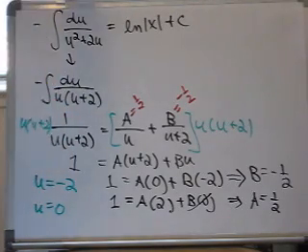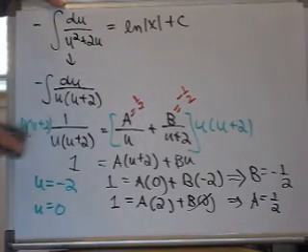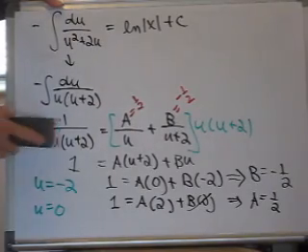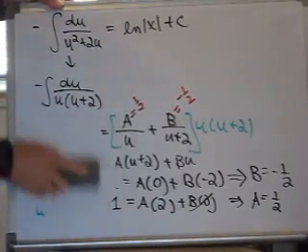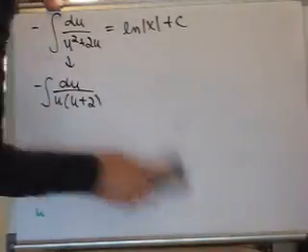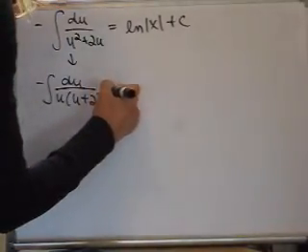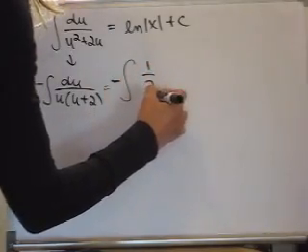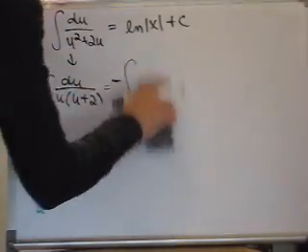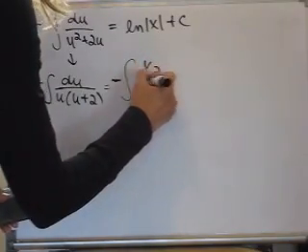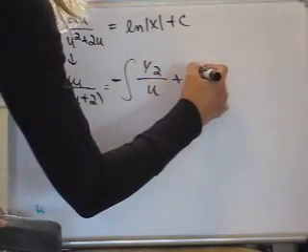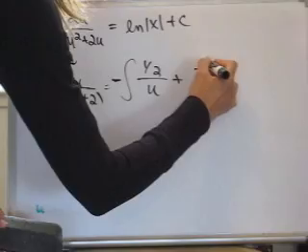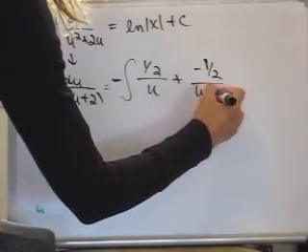So let me go ahead and do the integral on the left-hand side. I'm going to erase this partial fraction decomposition and just use it. So a was 1/2. So this is actually equal to the integral. There's a negative out front. 1/2 over u plus a -1/2 over u plus 2.